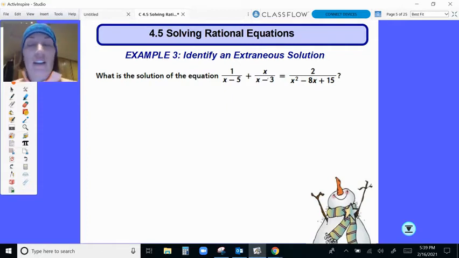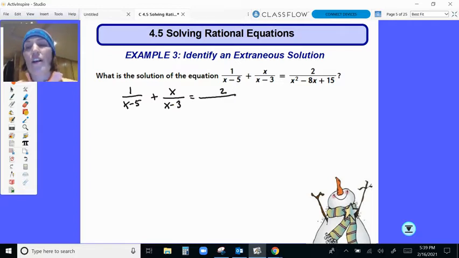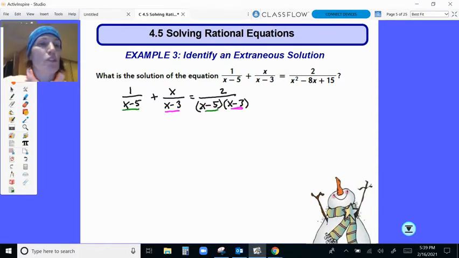So first thing, as always, we're going to factor everything out. Okay, so 1 over x minus 5 plus x over x minus 3. And then we're going to factor this guy. It's going to be 2 over, factors of 15 that add up to negative 8, are going to be x minus 5 times x minus 3. Now my least common multiple here, I need to have an x minus 3 and I need to have an x minus 5. Okay, so we're going to multiply both sides here by that least common multiple.